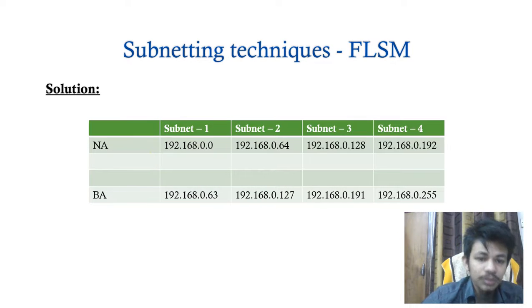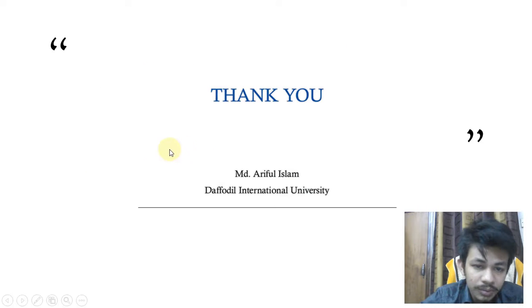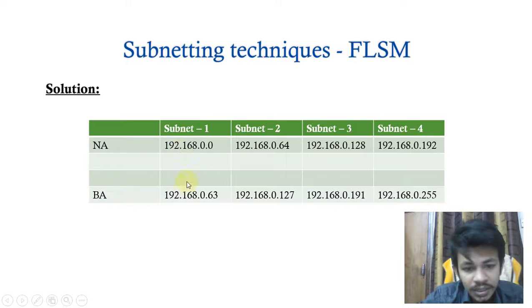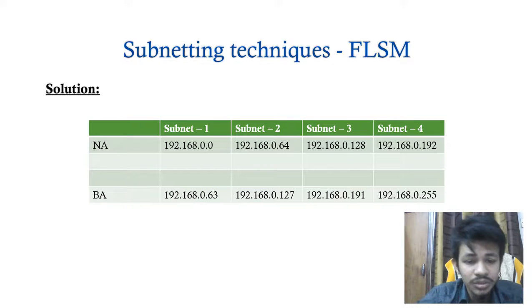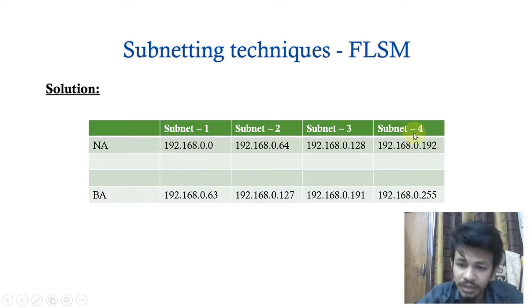The last question was about the subnet. Here we have written a table to understand it better. If it is subnet 1, this is the network address NA and this is the broadcast address BA. So what will be the first IP address? The first IP address will be the next of the network address. That means 192.168.0.1. This is the first IP address. Similarly, the last IP will be the previous of the broadcast address. Here the broadcast address is 192.168.0.63, so the previous IP is 192.168.0.62. Similarly, we can calculate for subnet 2, subnet 3 and subnet 4 accordingly.